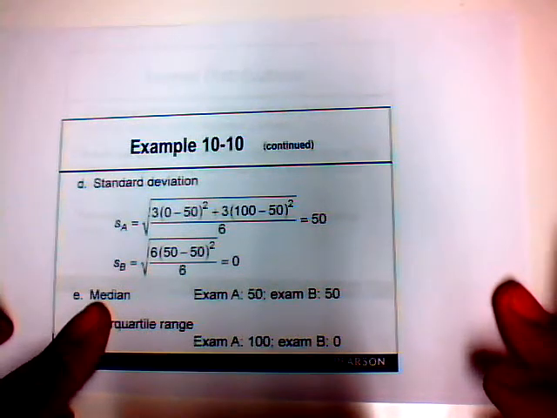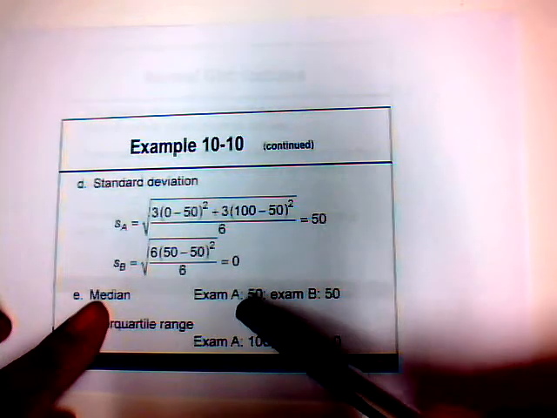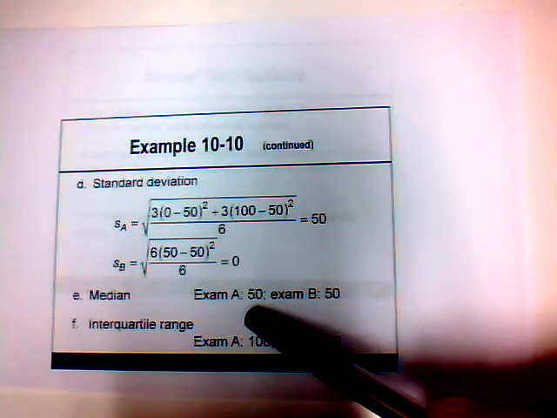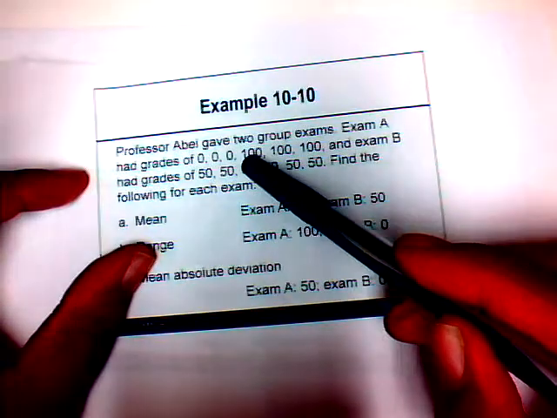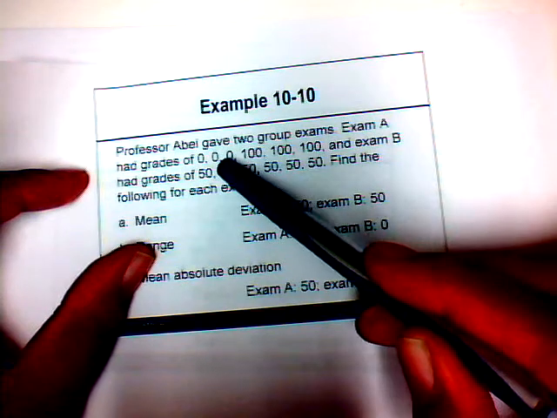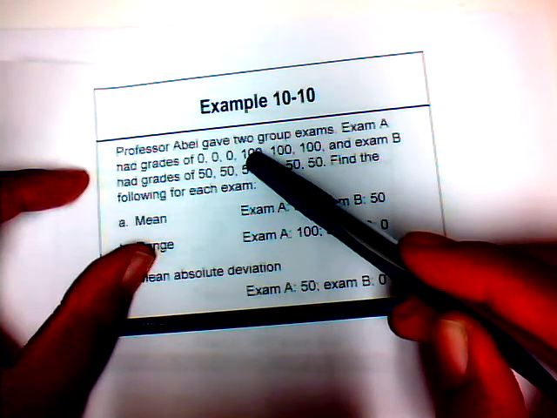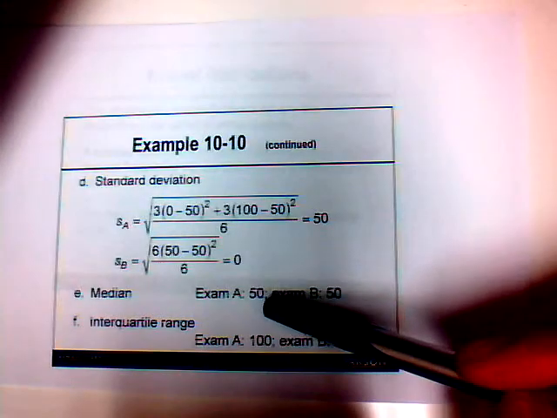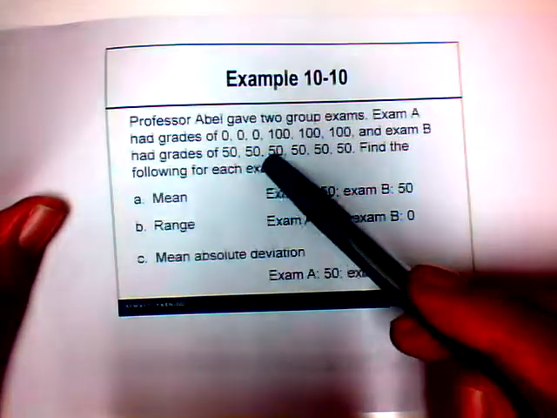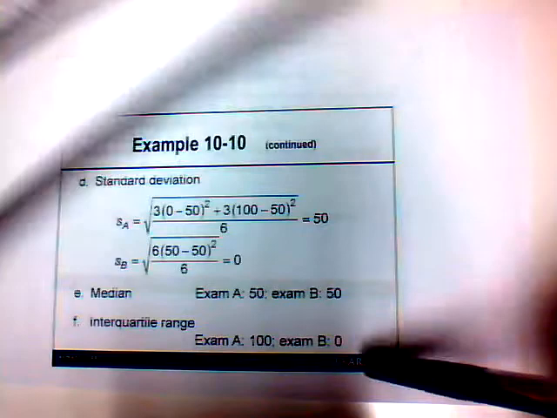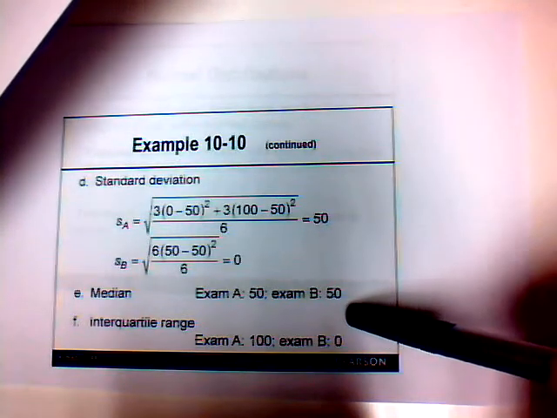Okay, and then the median for exam A, the two middle numbers here are 0 and 100. 100 plus 0 is 100, divided by 2 will give you 50 for the median. For exam B, they're all 50, so the median is obviously going to be 50.